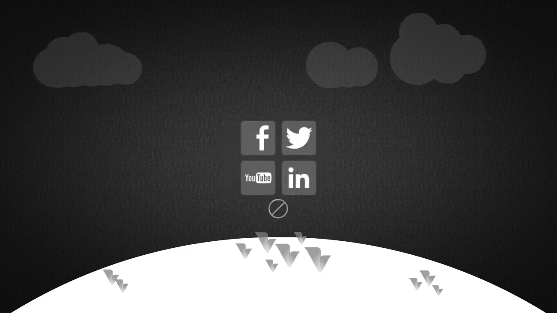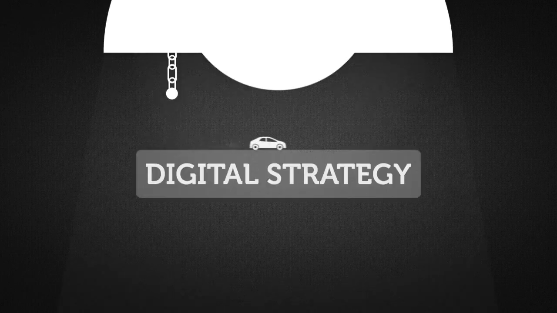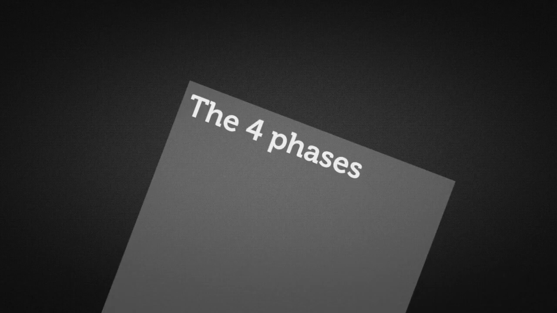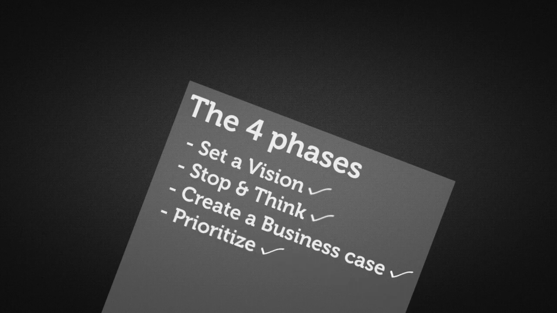Don't just start building websites or apps. Start with creating a digital strategy. A digital strategy, when created and applied in the right way, will light up the direction for your company to take in order to become part of the digital age. Basically, a digital strategy consists of 4 phases: set a vision, stop and think, create a business case, prioritize. Let's go through the steps one by one.